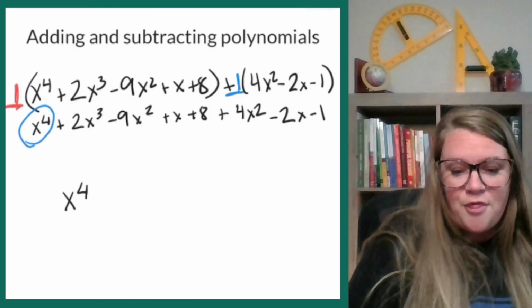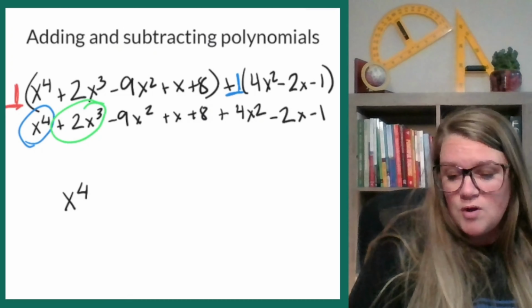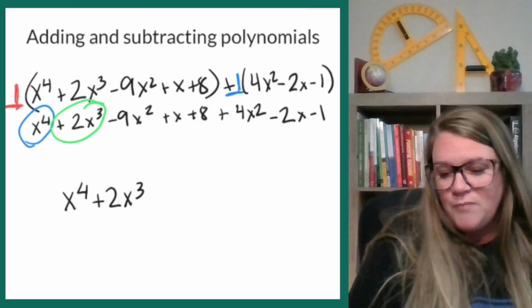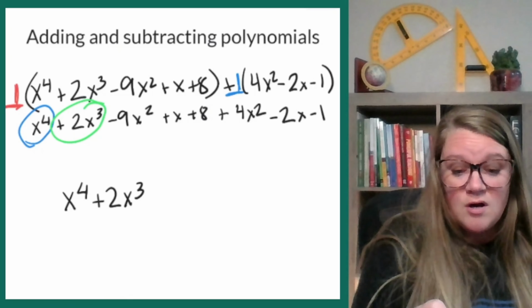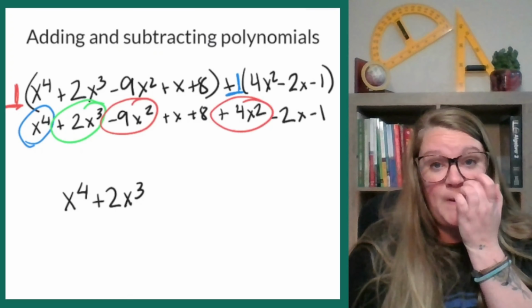Let's look for the third powers. We have a third power right here. Again, we don't have any more third powers, so that one's just going to come down, plus 2x to the third. Let's seek out our x squareds. Here's one, and here is another one. We have 2 of these to combine this time.